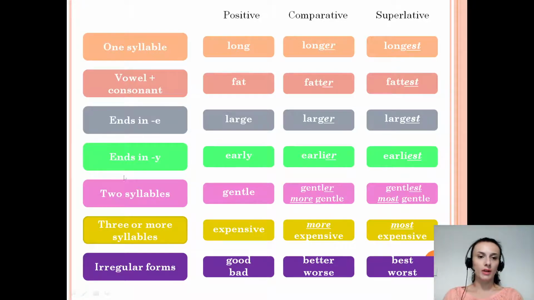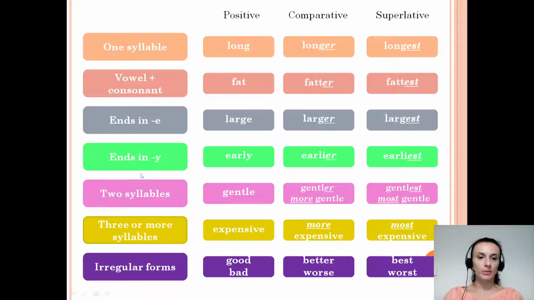For one-syllable adjectives that end in y, the rule is to remove the letter y and replace it with the letter i and then to add the usual endings er for comparative and est for superlative. In our example, we have early, then earlier for comparative, and earliest for superlative.